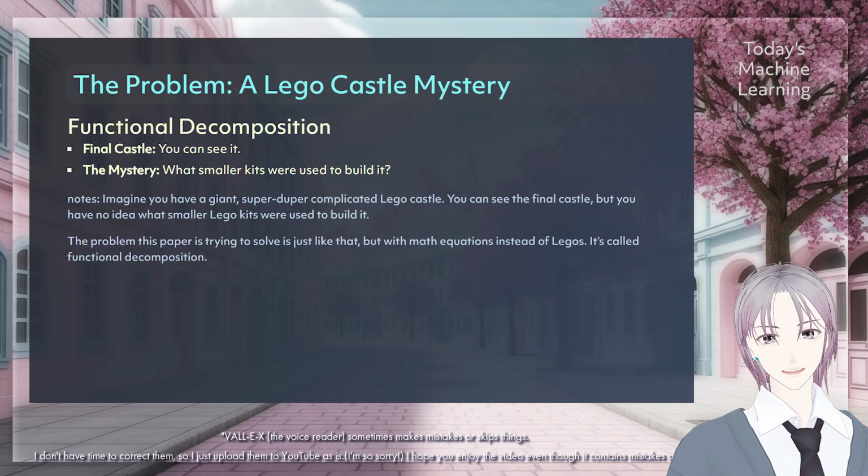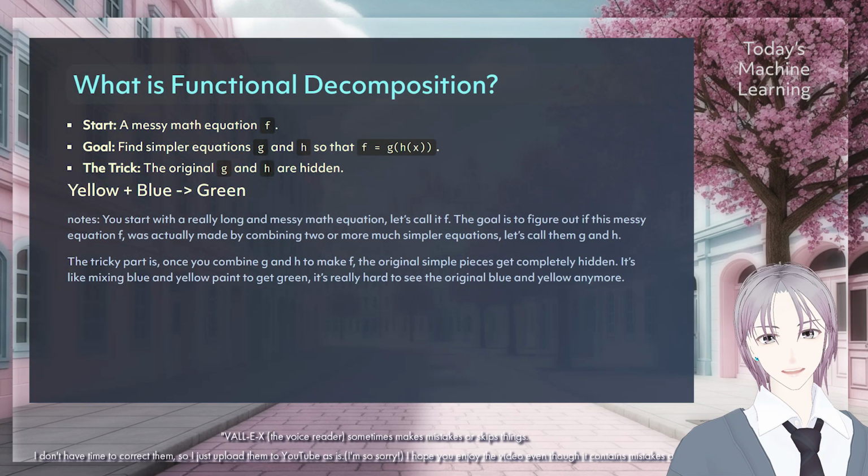It's called functional decomposition. You start with a really long and messy math equation. Let's call it f. The goal is to figure out if this messy equation f was actually made by combining two or more much simpler equations. Let's call them g and h. The tricky part is, once you combine g and h to make f, the original simpler pieces get completely hidden.